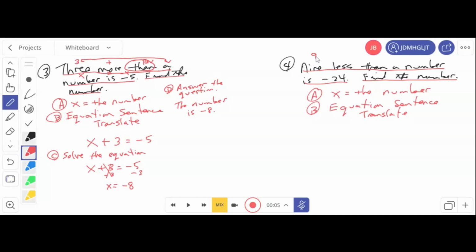9 is the number 9. Less means subtraction. Than is a reverse word. So we know the 9 is going to have to come over here and trade places with what this is. This is the number, so that's x. Is means equals negative 24. So we end up with x minus 9 equals negative 24.